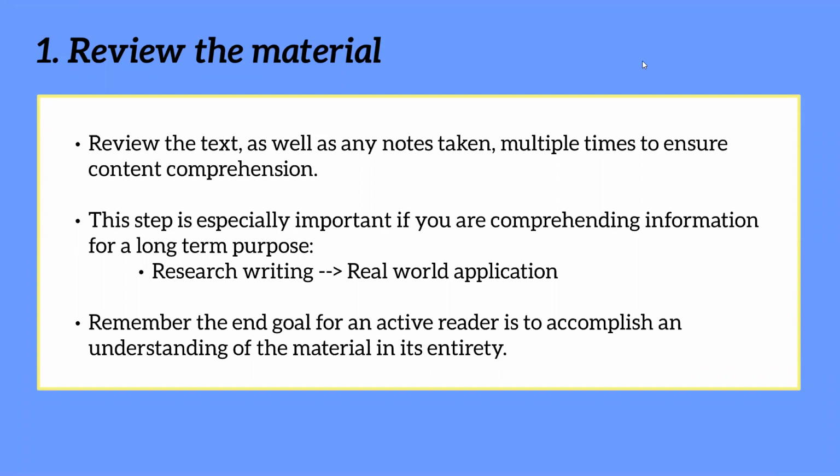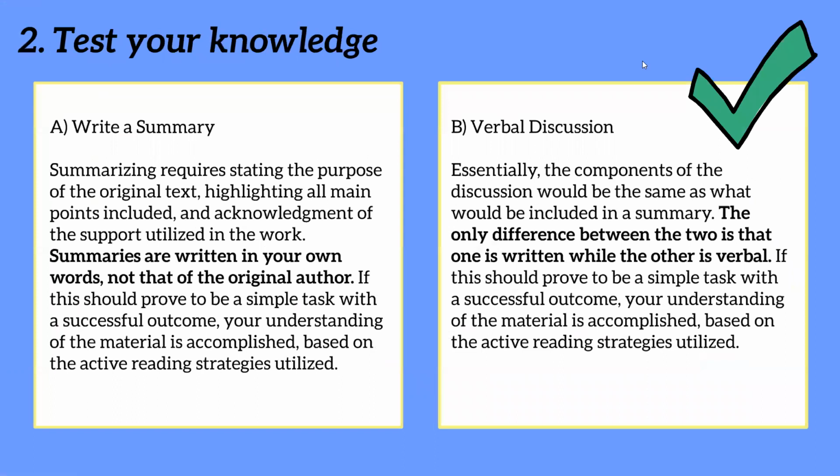This step is really important if you're comprehending information for a long-term purpose. Maybe you're writing a research paper for English 101 or 102. Understanding all of that is very important in that case to back up your main points and to find sources to employ effectively. Or perhaps you are comprehending information for real-world application. Maybe it's something you have to know for long-term for your career so that you can explain it to someone else or work with a team and talk back and forth about that material. Make sure you understand it in that sense as well. Remember, the end goal for active readers is to accomplish an understanding of the material, the reading material in its entirety.